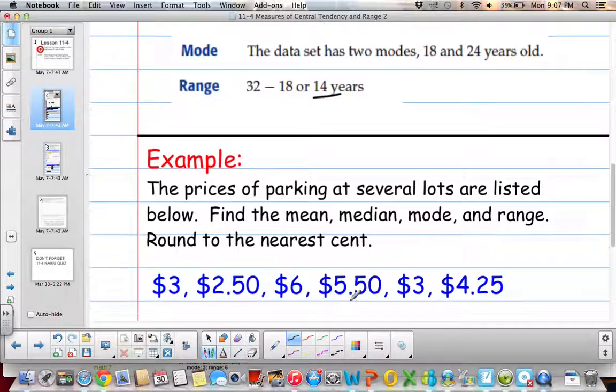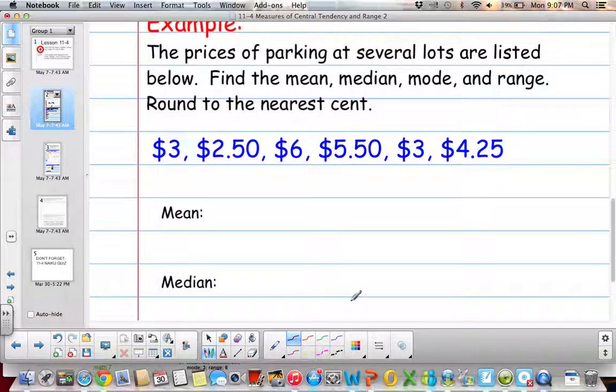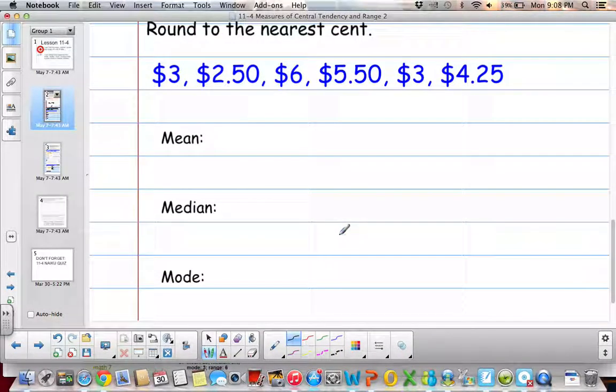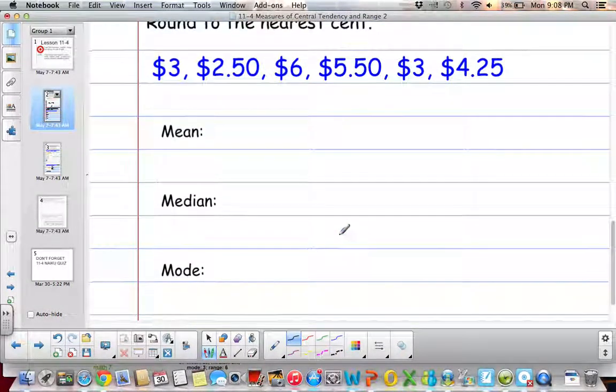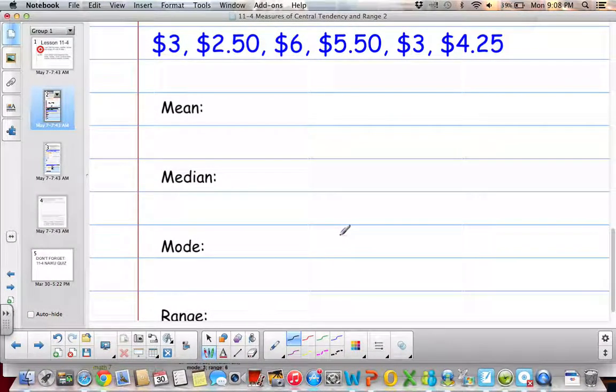Okay, so I would like you to pause the video and find the mean, median, mode, and range of this set of data. The prices of parking at several lots are listed below. Find the mean, median, mode, and range. Round to the nearest cent. So I'm going to pull it all the way up so you can see the numbers and the spots for me to write in. There we go. Okay, so pause it and take a second to find the measures of central tendency and the range.